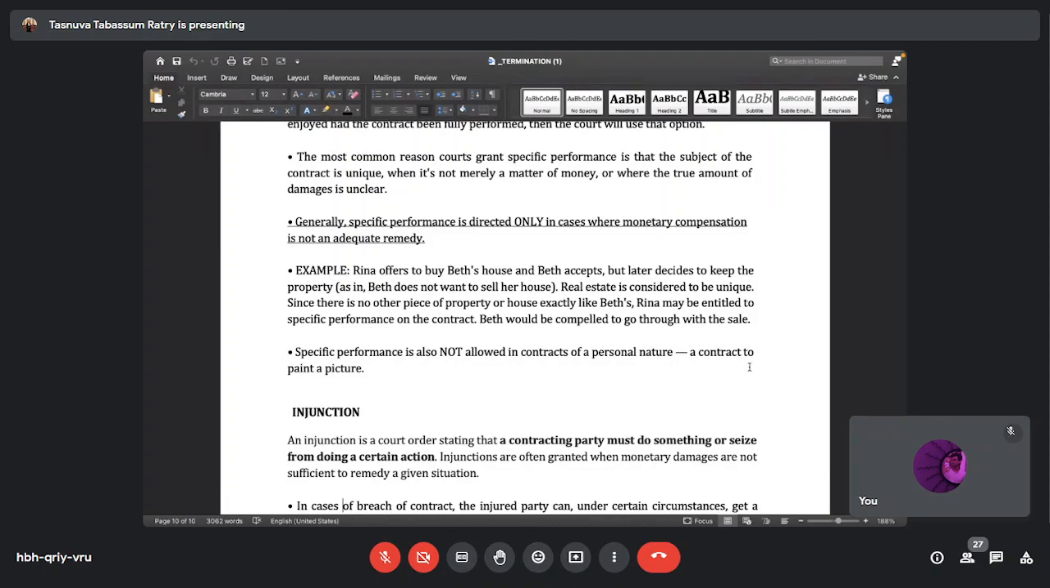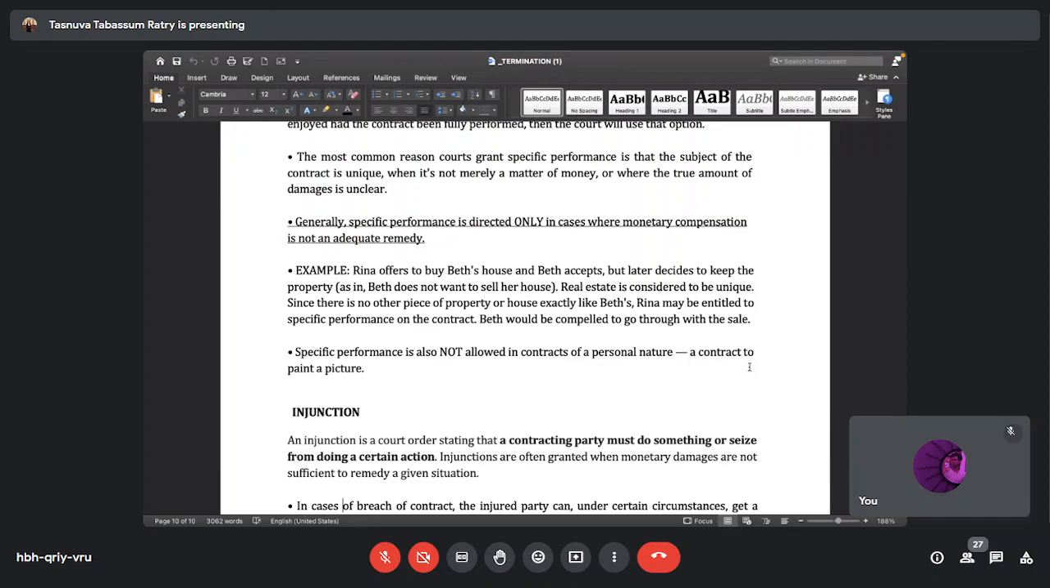According to the contract, Beth was supposed to sell the house to Rina. Beth breached the contract, stating that he will not sell the house anymore to Rina. However, the court gives an order of specific performance where now the parties will be performing the contract as per the terms and conditions that were agreed upon. What was the term agreed upon? There must be a sale of the house. So, Beth would now be compelled to go through the sale.